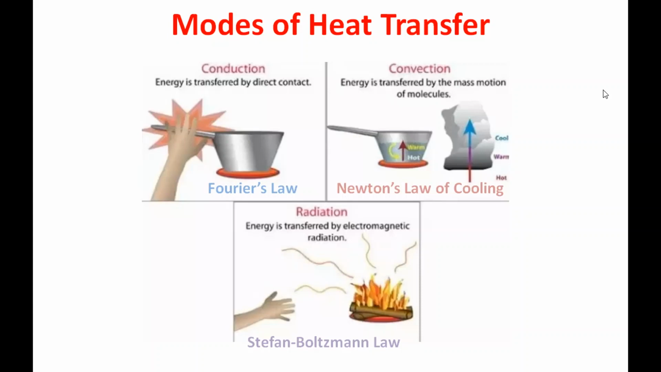In the third mode, radiation, the heat energy is transferred by electromagnetic waves. Without any medium, the heat is transferred from the source. The best example is the heat energy we get from the sun. We can measure the amount of heat transferred through radiation by using the Stefan-Boltzmann law. In the case of a cooling fin, we are going to consider only two modes of heat transfer, conduction and convection. These are the major modes involved in a cooling fin problem.